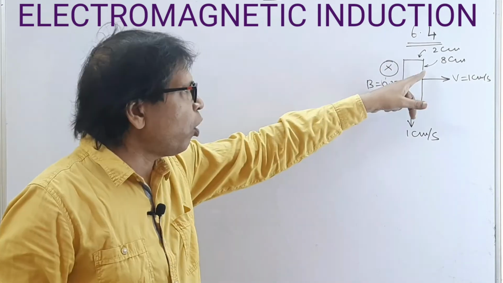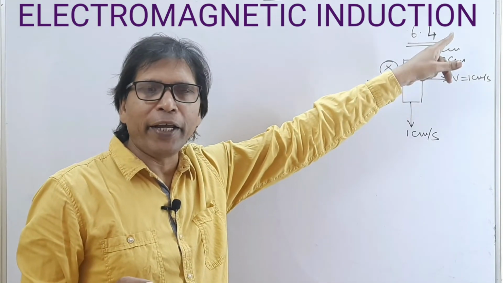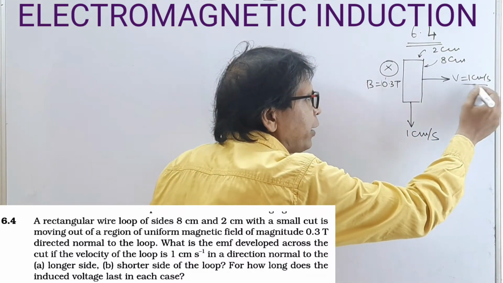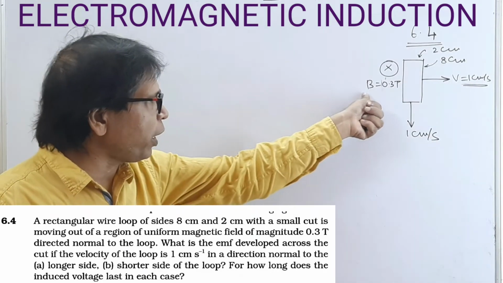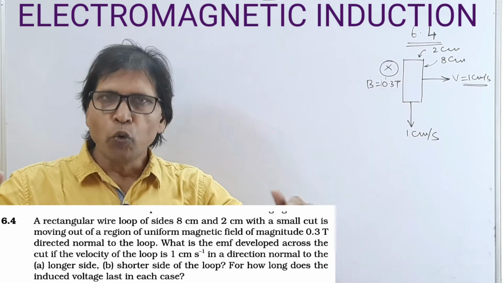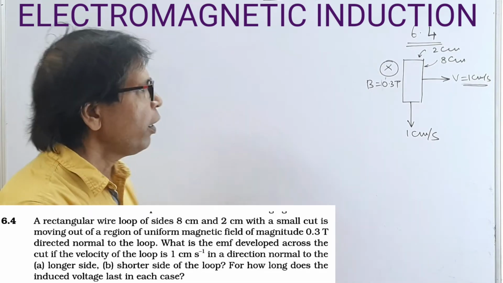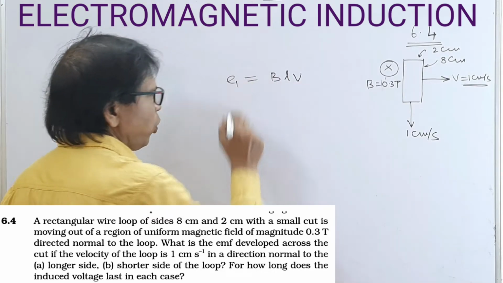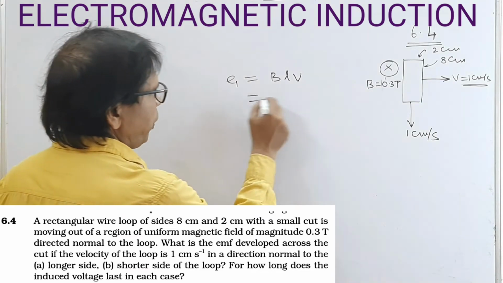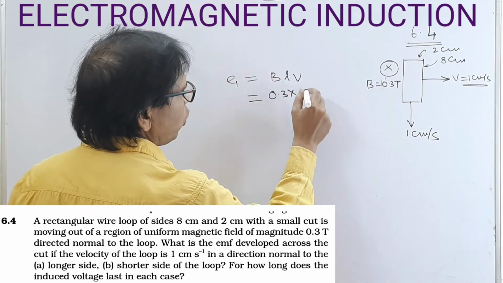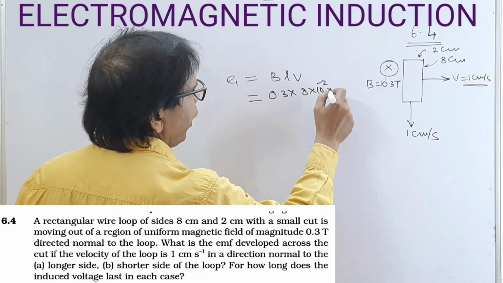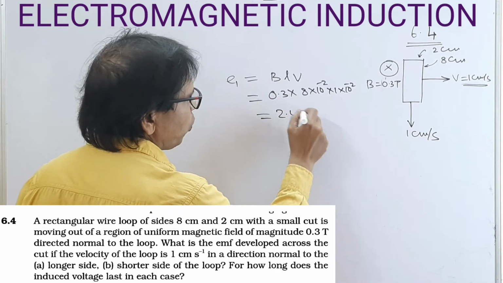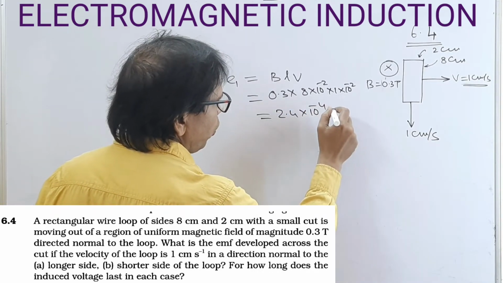Now next, look at this numerical 6.4. A rectangular coil of length 8 cm and breadth 2 cm moves normal to the length with velocity 1 cm per second in a normal magnetic field B equal to 0.3 Tesla. We have to calculate the motional EMF. Motional EMF in the first case is BLV, this is E1. B is 0.3 Tesla, L equals 8 into 10 to the power minus 2, and V equals 1 into 10 to the power minus 2. So this is 2.4 into 10 to the power minus 4 volt.